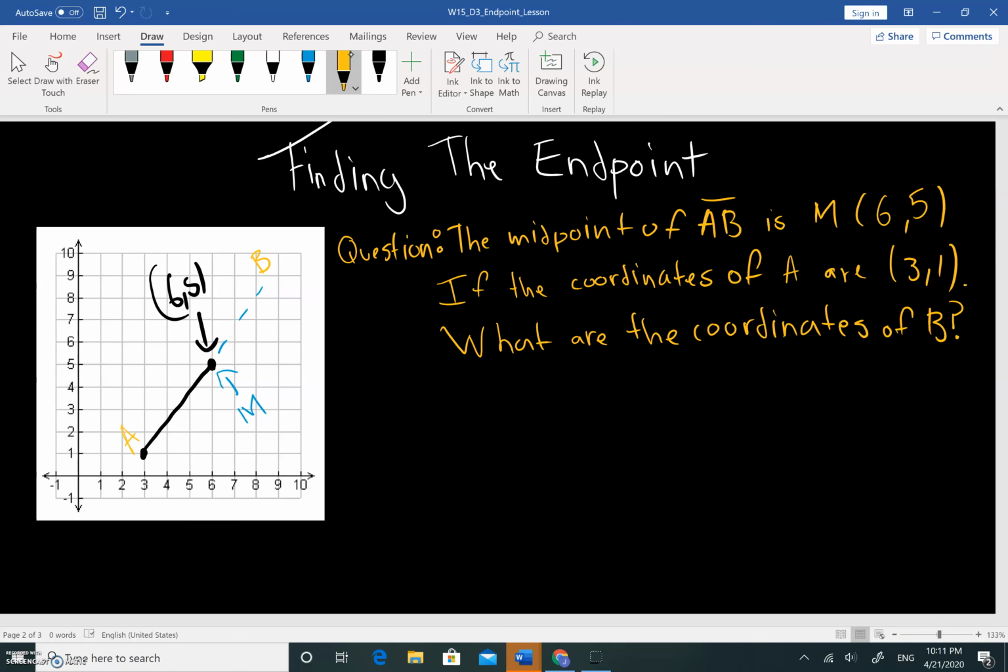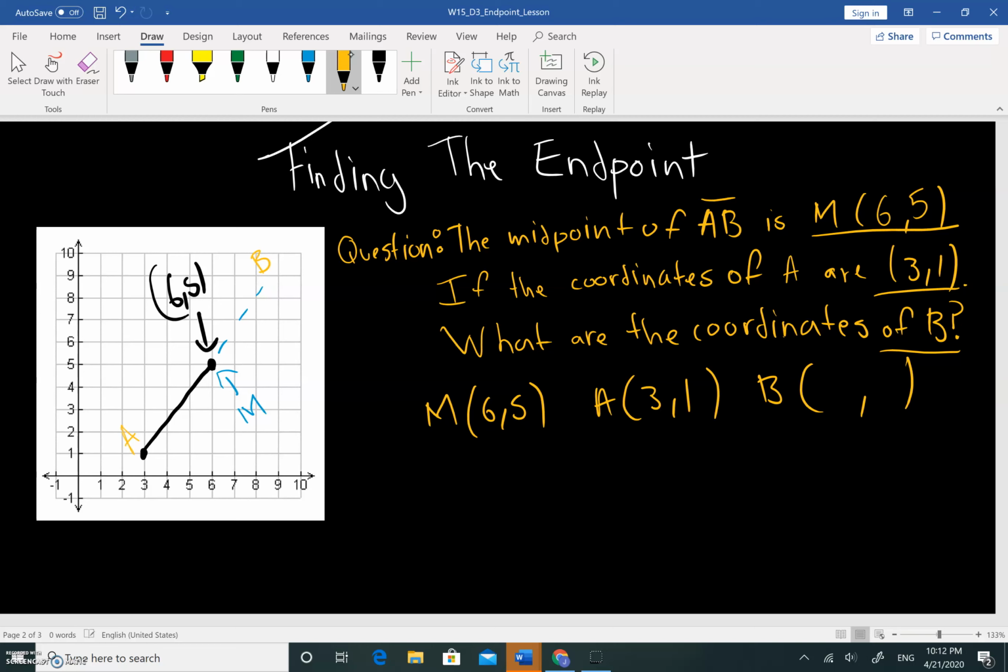The first thing that you have to do is list the information that is given. We are given M is (6, 5), A is (3, 1), and then we're looking for B. So I'm going to write it here. M: (6, 5). A: (3, 1). And then we are looking for B, which we do not know yet.